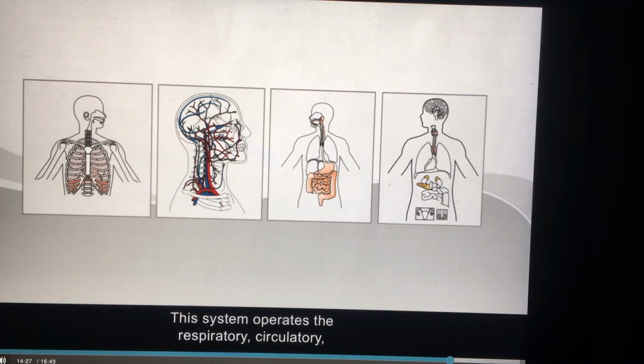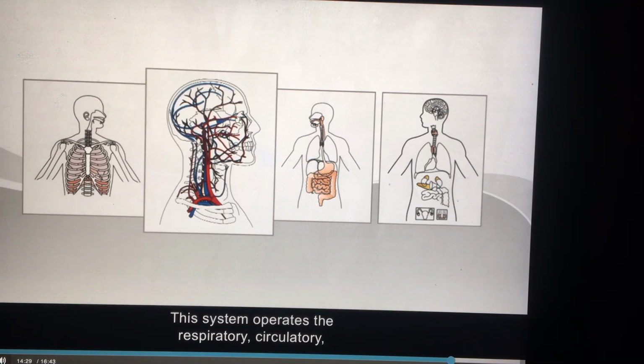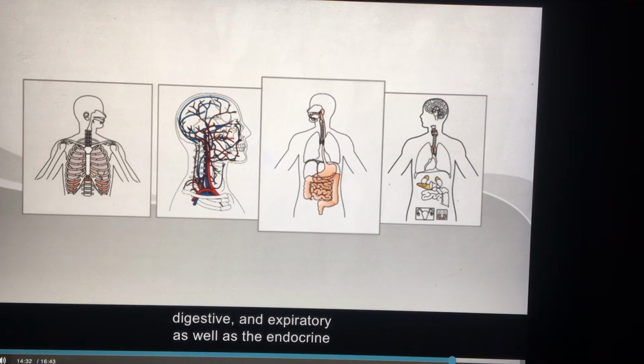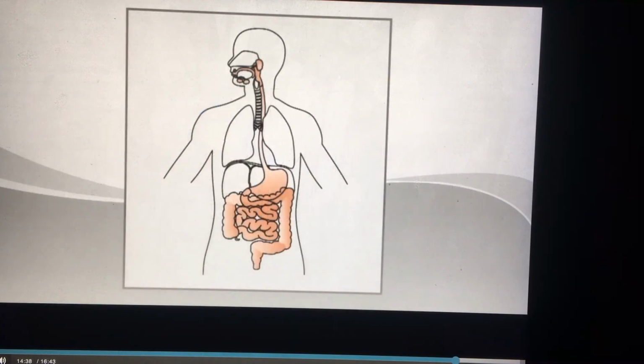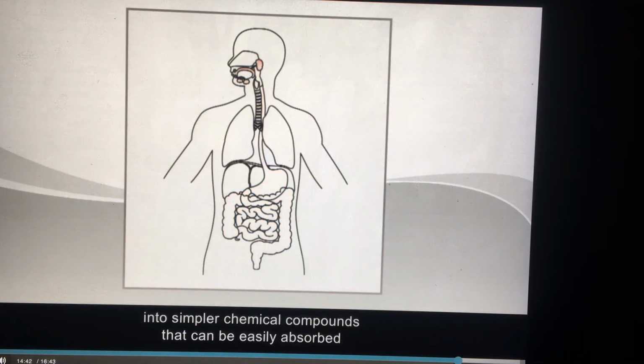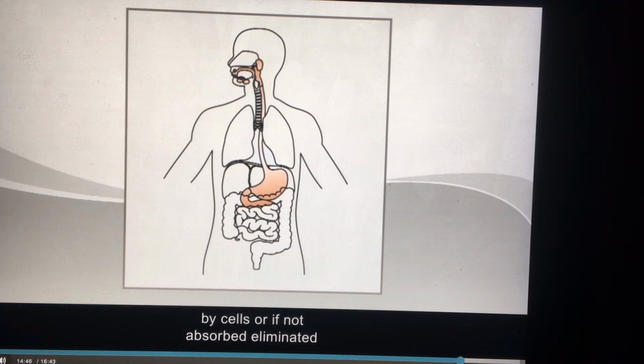This system operates the respiratory, circulatory, digestive, and excretory, as well as the endocrine and reproductive systems. The digestive system breaks food down into simpler chemical compounds that can be easily absorbed by cells or, if not absorbed, eliminated from the body in waste products. Refer to your textbook for more information on this important system.